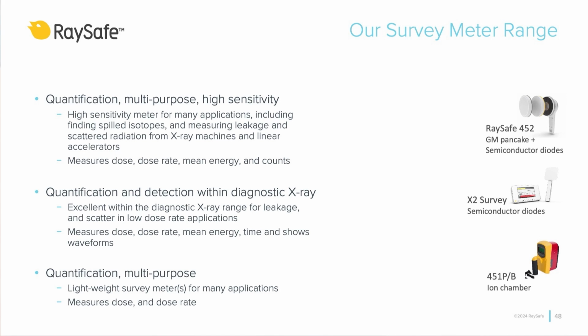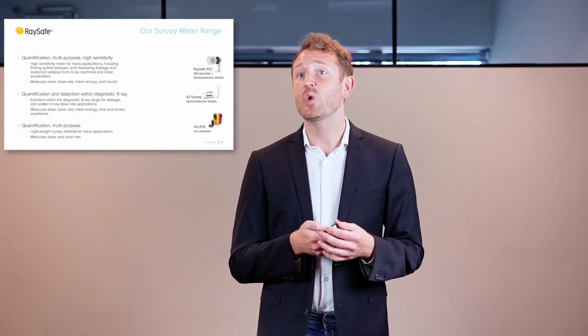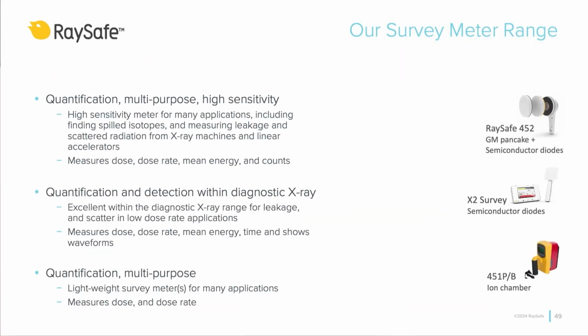The RaySafe 452 combines semiconductors and a GM tube. It is a versatile, multi-purpose, high-sensitivity meter that can be used for many applications, from finding spilled contamination and measuring scattered radiation from X-ray machines and linear accelerators, but also for outdoors use in high or low radiation environments.